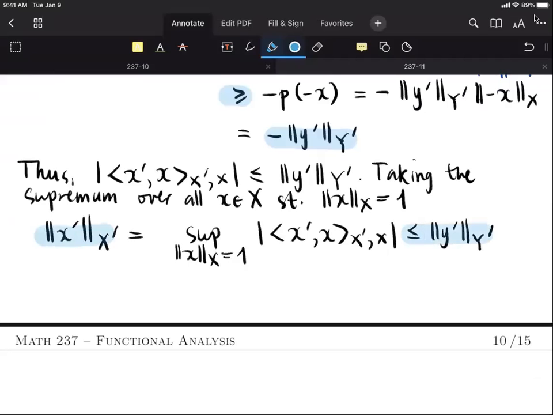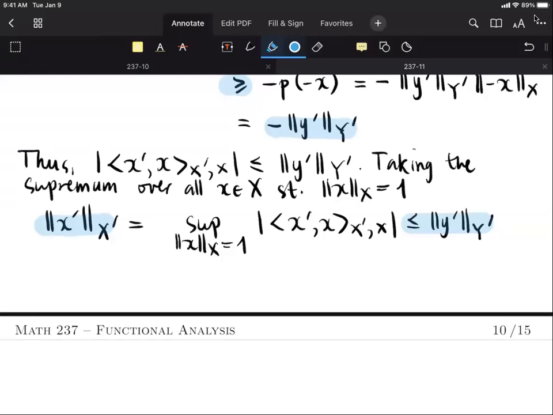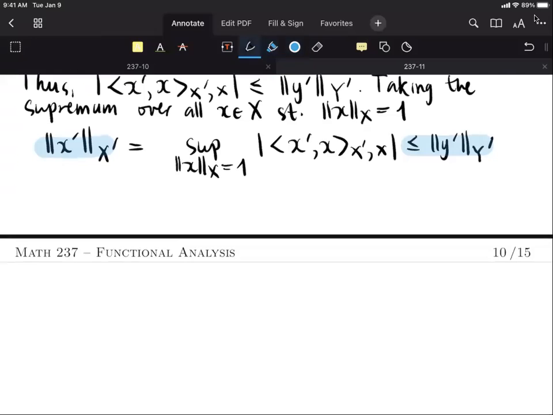So our goal is to show these two quantities are equal. So we already have one inequality. Now, applying, let's say, the definition of the supremum. So note also that the dual norm of y prime is the sup of this.